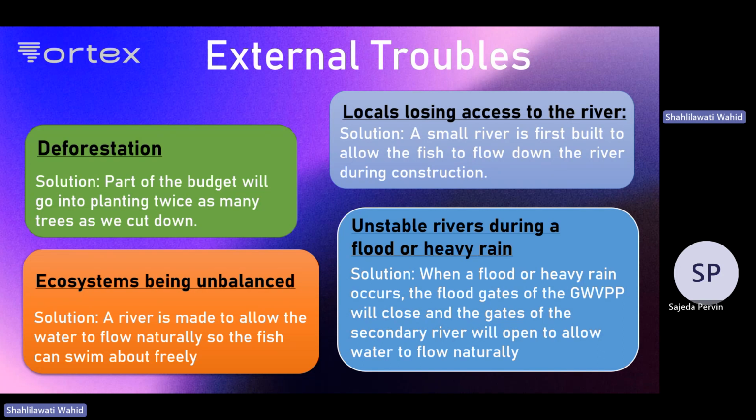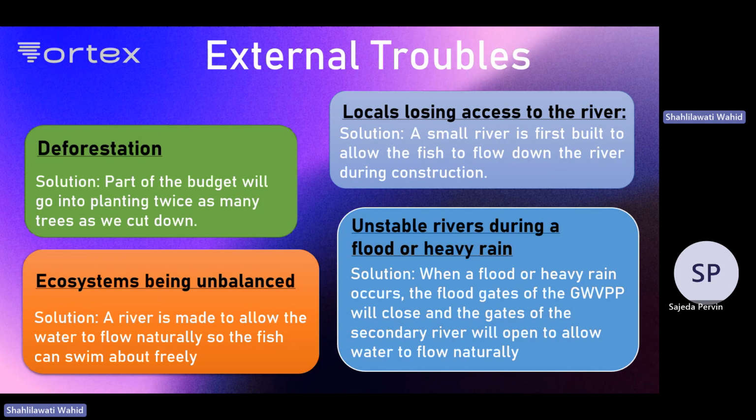Moving on, we have acknowledged the fact that locals might lose access to the river in the first few weeks of construction. Now, unlike most companies out there, Vortex cares about all individuals it affects during construction. And rather than pocketing our profit immediately, like most companies out there, we pledge to use our own profit to compensate these villagers in small portions if they were to lose their access to the river.